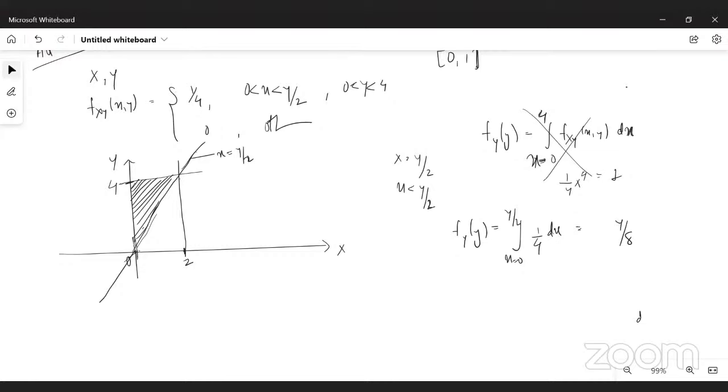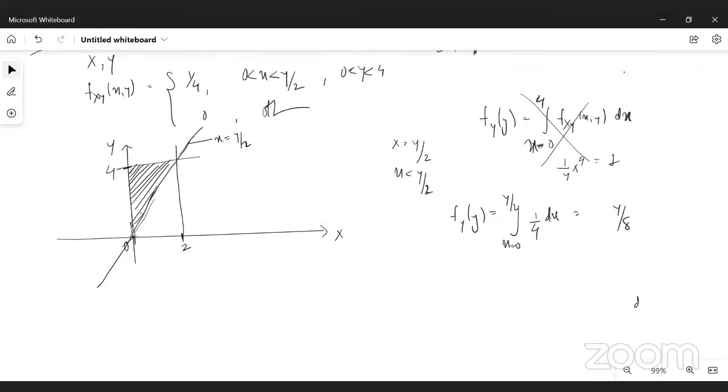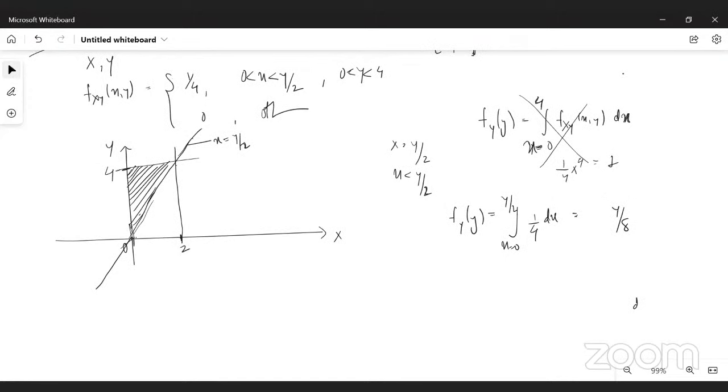Why y by 2, madam? Okay, so f of x is the integral of f of x, y dy, right? So how is y varying? Y is varying from this curve, right? What is this curve? Sorry, not y by 2. It is 2x. So it is varying from this curve 2x to this point, that is 4. 2x to 4.